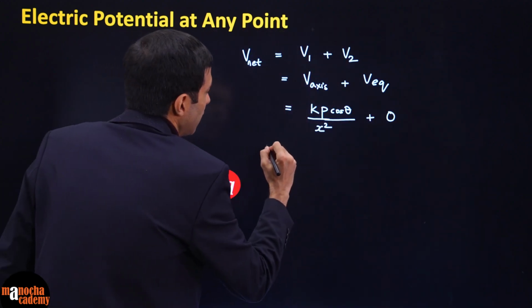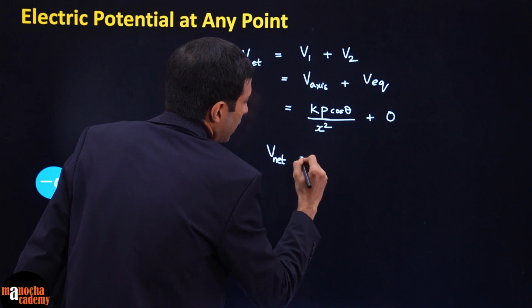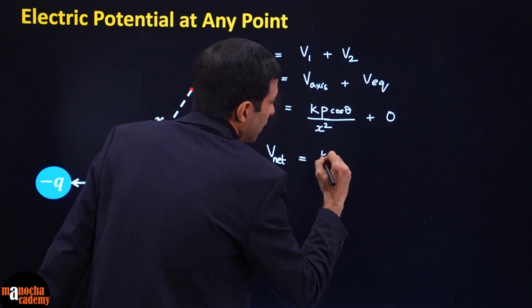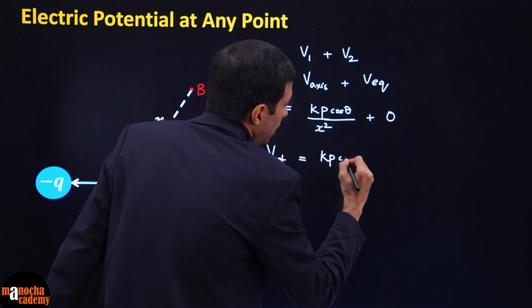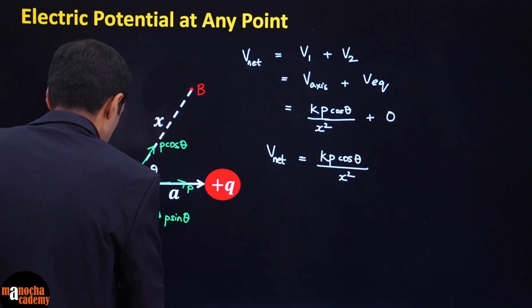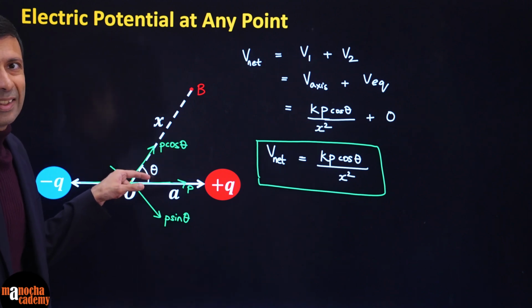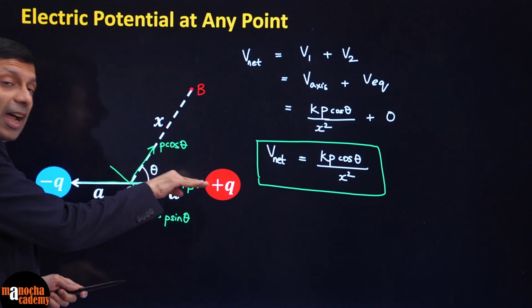So there you can see the net electric potential at any random point x comma theta is going to be Kp cos theta by x square. There you go. And one very important thing to remember, this angle theta is the angle between the dipole moment.